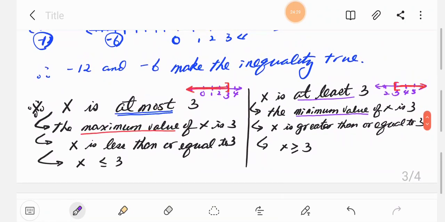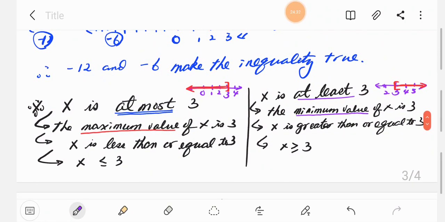Okay, how about word problems? Whenever we have at least and at most. So x is at most 3. Then the inequality for this, at most means maximum, right? The maximum value of x is 3. So x has to be always less than or equal to 3. So look at the number line. 3 is the maximum number, right? So x is less than this 3.